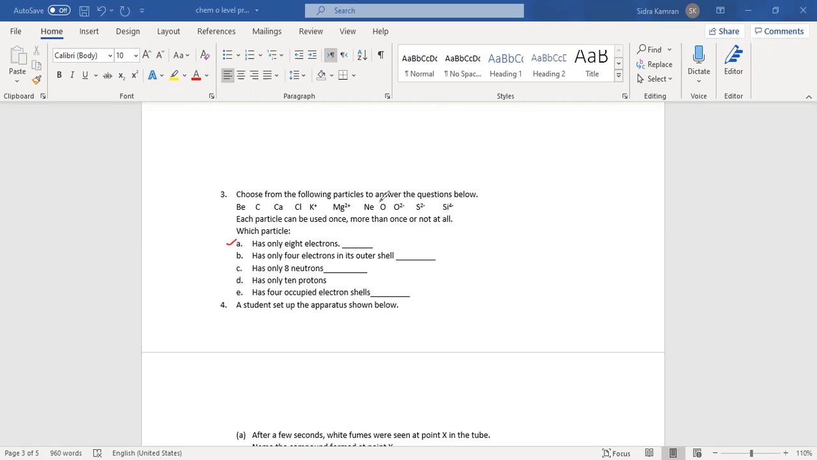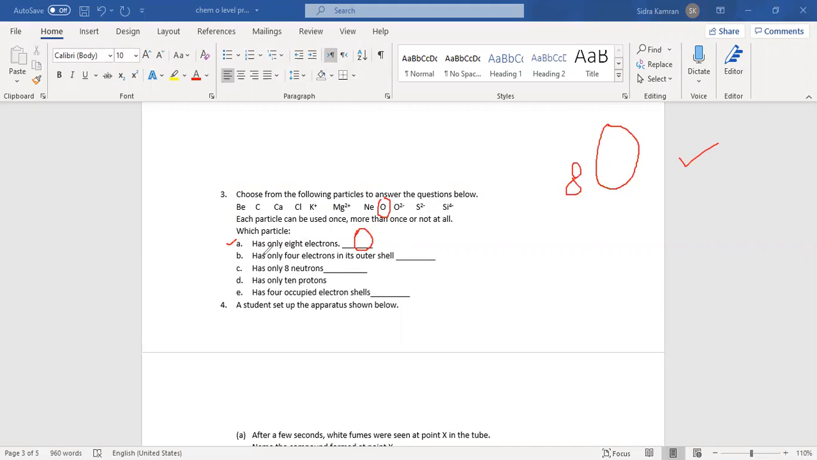As we know, oxygen is the atom having atomic number 8. And as I told you, the atomic number shows the number of protons, and a neutral atom has the same number of protons and electrons. So this oxygen atom has 8 electrons. So you have to write here oxygen.